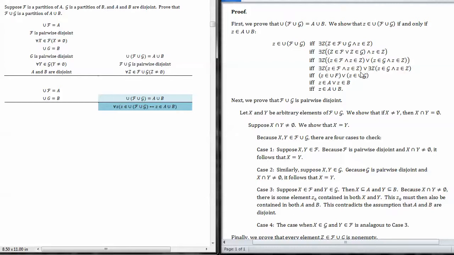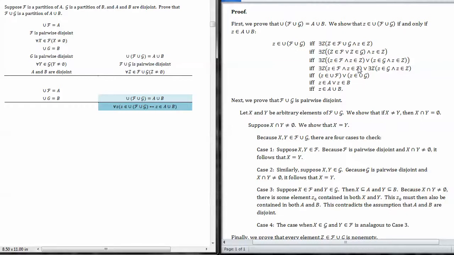And this first half here is exactly the definition of little z being an element of the union of F. Okay, it's basically contained in some element of the family F. Oh, and that should be a curly F. Let me fix that. There we go. Okay, good. And then what else? Same thing over here. This is what it means for little z to be in the union of G.